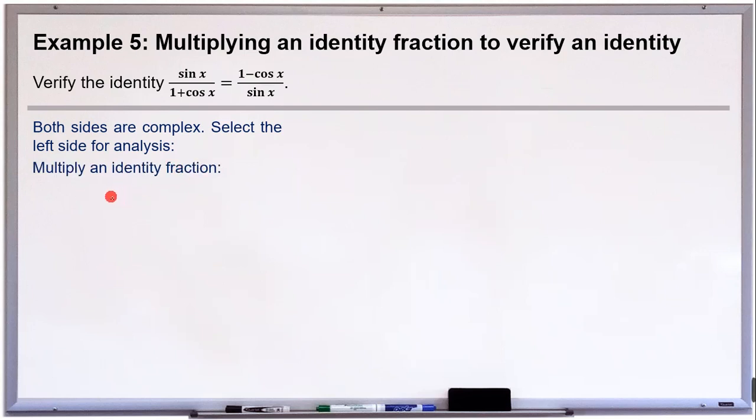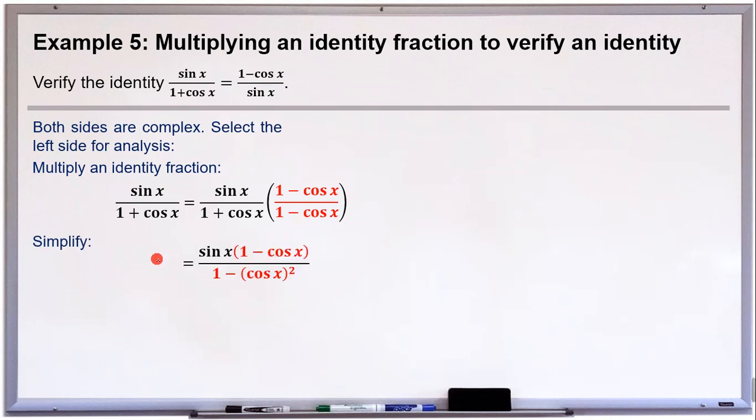So for the left side, I am going to multiply an identity fraction that contains the conjugate of the denominator. The denominator is 1 plus cosine x, so I am going to multiply it with 1 minus cosine x over 1 minus cosine x. Then simplify. So if we're going to multiply the numerator, it will go like this: sine x times 1 minus cosine x.